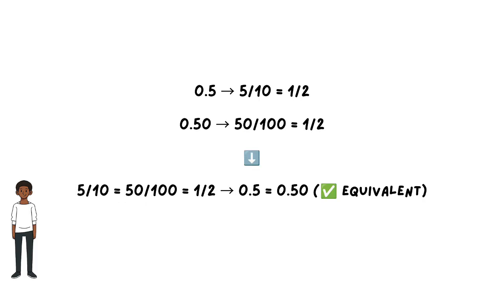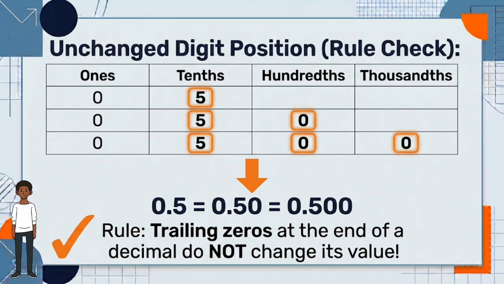To understand why 0.5 and 0.50 are equivalent, let's write both as fractions. 0.5 is 5 tenths, or 5 over 10, and 0.50 is 50 hundredths, or 50 over 100. Notice anything about both fractions? They both simplify to exactly 1/2. Even though they have different names, 5 tenths versus 50 hundredths, they have the exact same value. They are completely equivalent. And here is why.